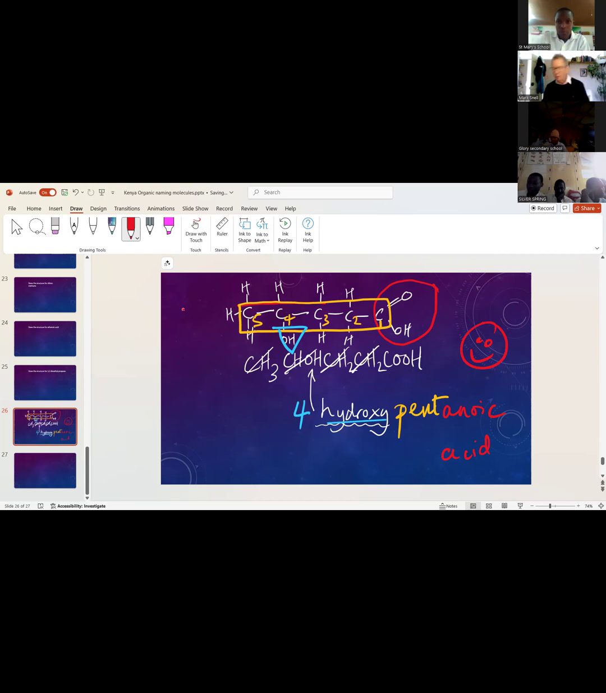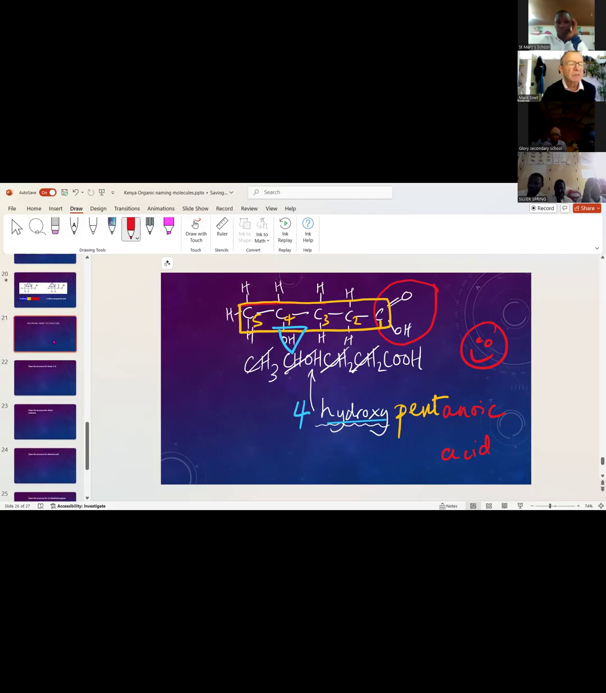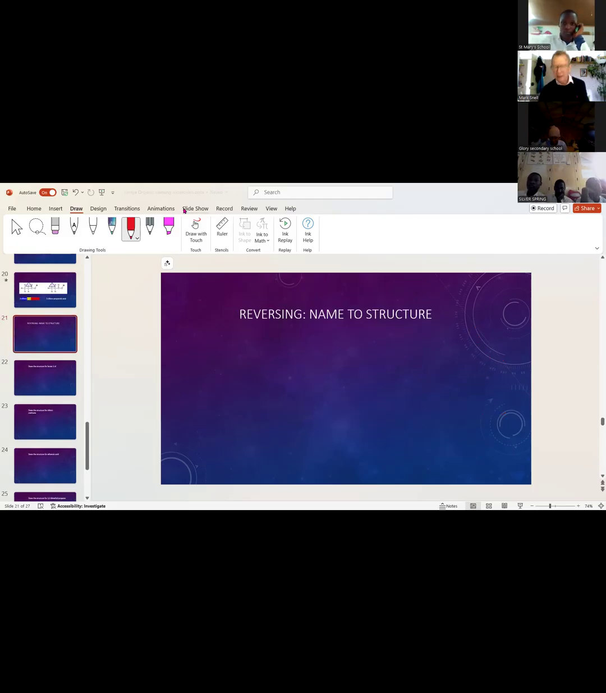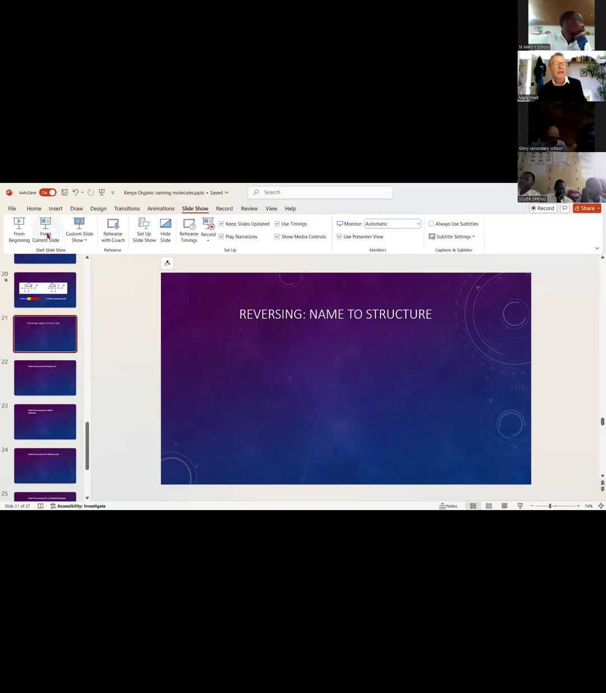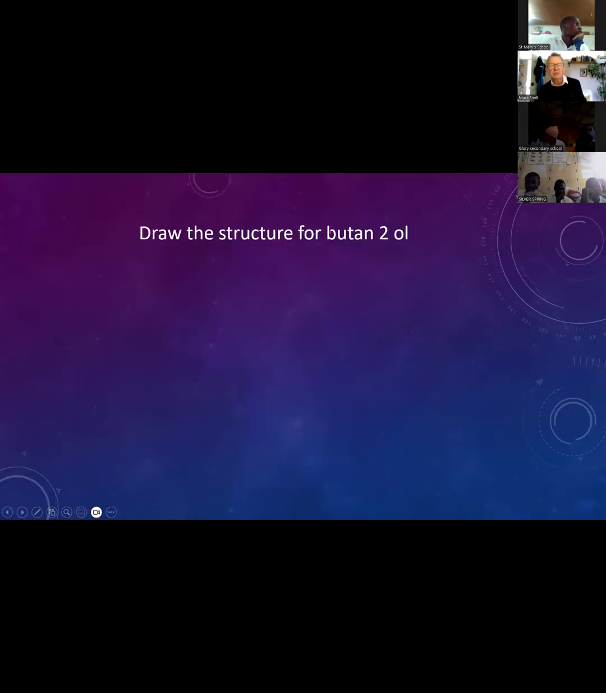Well done. Okay, let's go back. So the other bit that we have to be able to do is turning it round. So instead of naming, it's drawing. And I'm not going to give you all the answers. I'm just going to say, try this. So this is draw the structure for butanol. I should tell you that in an exam, if you draw a carbon with OH like that is okay, but it's better if you draw it O, and then it's actually an angle like this.